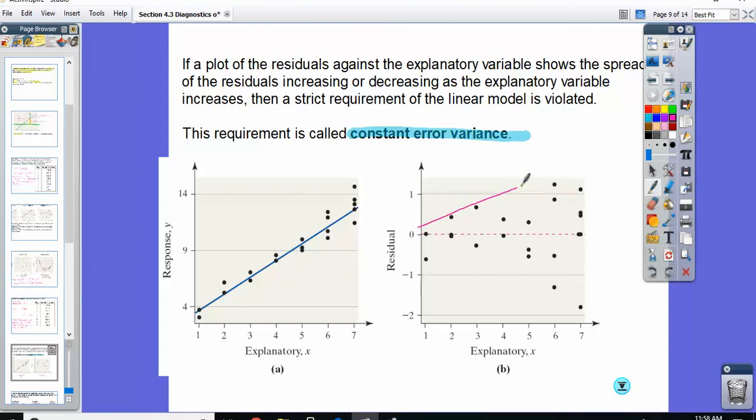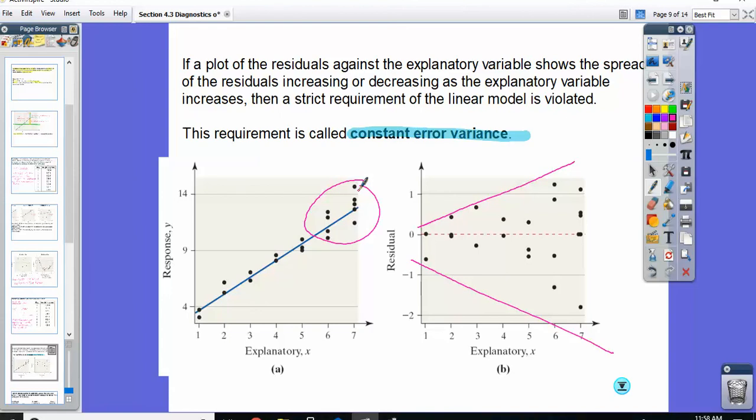As time goes on, this thing is spreading out. What that's telling us is that at the beginning, my line was a really good fit. But as time goes on, my points are getting further and further away from the line of best fit. So it's a good model early on, but later on, it's less accurate. If we look at our actual line of best fit, you can see when we start getting down here, don't you have more points further away from your line? Yes, so it's becoming less accurate as time goes on. So that's constant error variance.